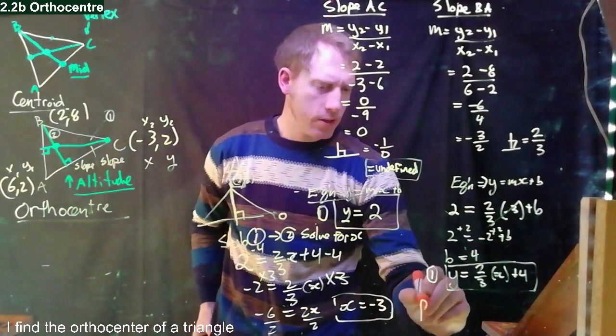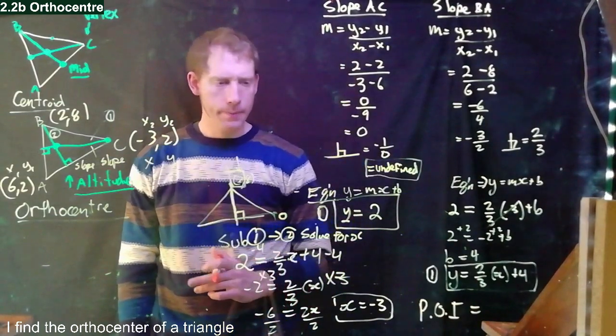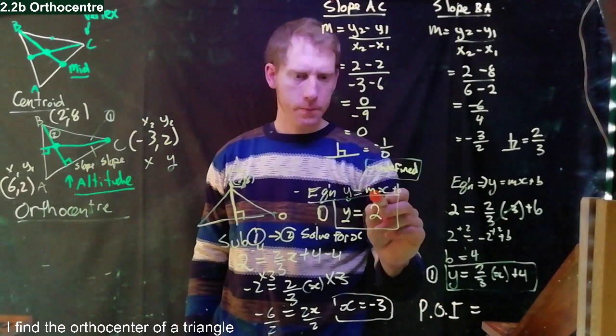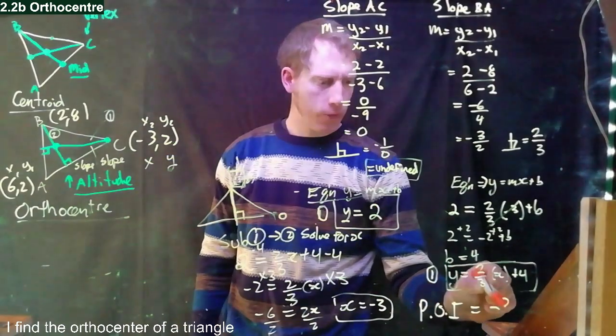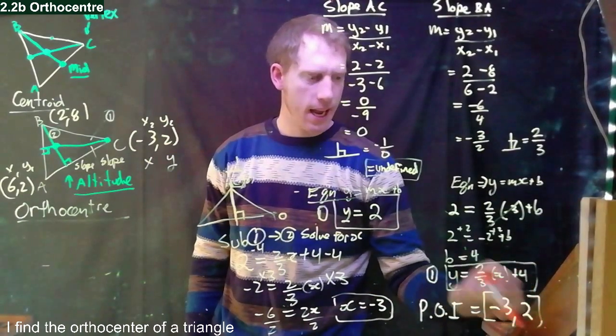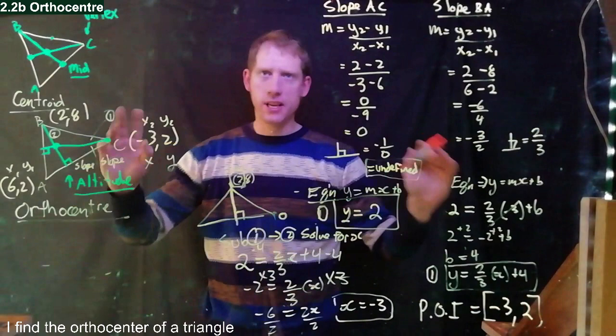Therefore, the point of intercept is equal to negative 3, comma 2. And that's the answer. That's the middle of the triangle. It's a type of middle of a triangle.